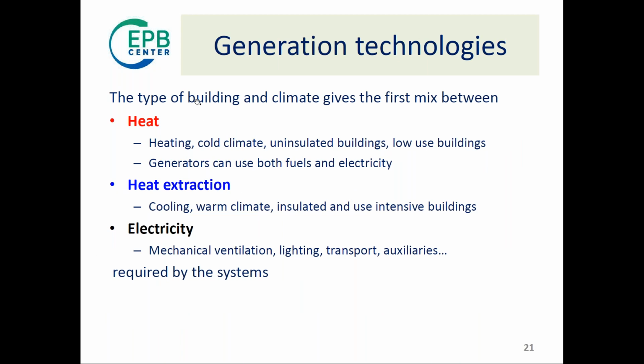Basically, the type of building and climate gives the first mix between heat requirements. So this is of course used for heating, cold climate. When you have a cold climate, uninsulated buildings, low use buildings are shifting the need of your building to heat. And generators, typically for heating, can use both fuels or electricity. You have the possibility to choose what to use.